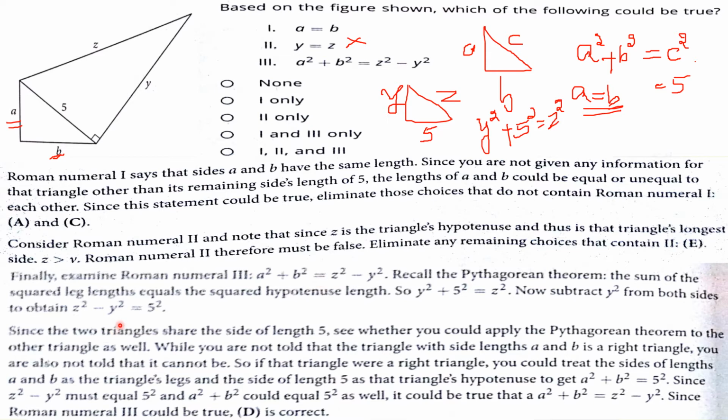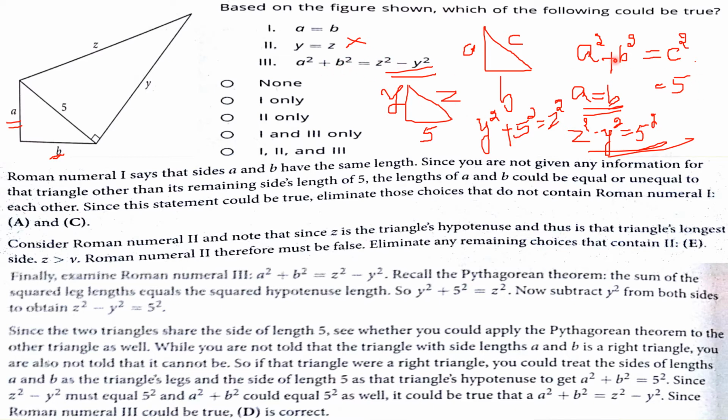Then you just substitute this relation into the other. This is one relation: a square plus b square is equal to z square minus y square. From the other relation you get z square minus y square is equal to 5 square. Substituting it here, a square plus b square is equal to 5 square.